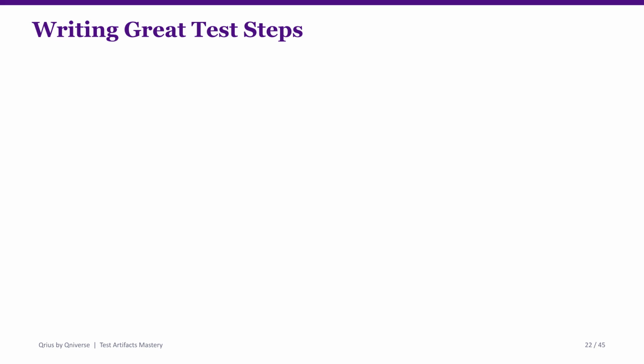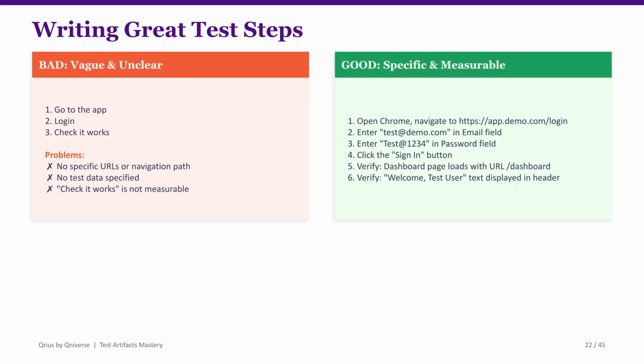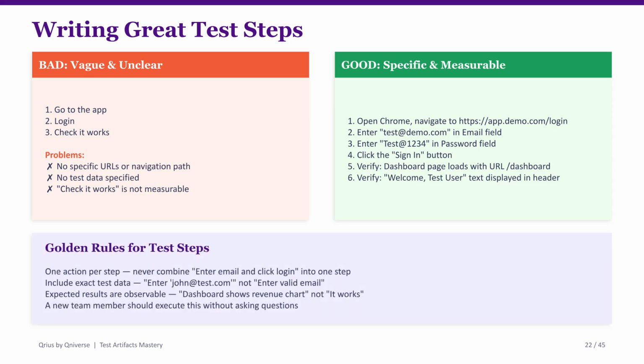Good test steps are specific, measurable, and repeatable. Avoid vague language like, "check it works." Instead, use precise actions, exact test data, and observable expected results. A golden rule is one action per step.